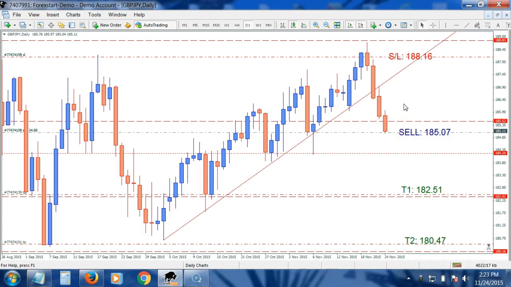Beautiful trade setup. I like what I see here, and I hope you guys enjoy it as well. With that said, you guys have a magnificent day on purpose.